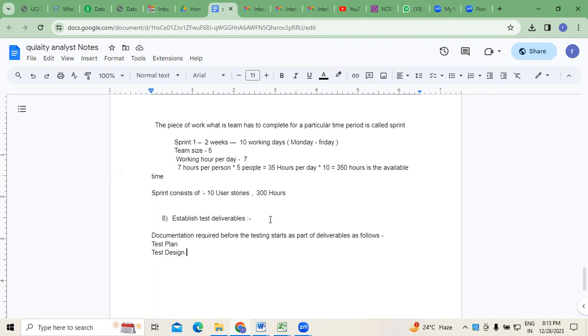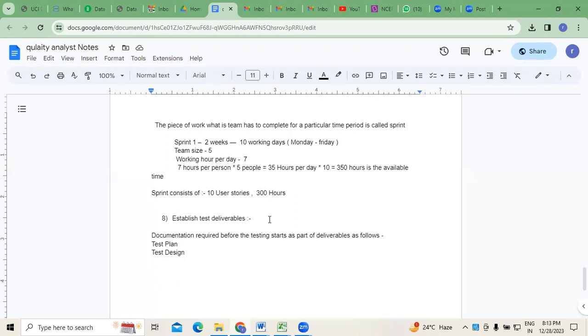So whenever we want to establish testing deliverables, we try to understand these test deliverables by segregating them into three parts: before, during, and after. Before you start, the testing team or quality analyst team should have knowledge as well as the documentation relating to test planning and test design, because test planning gives you a clear understanding of how and what we are going to plan and how we have to move further.